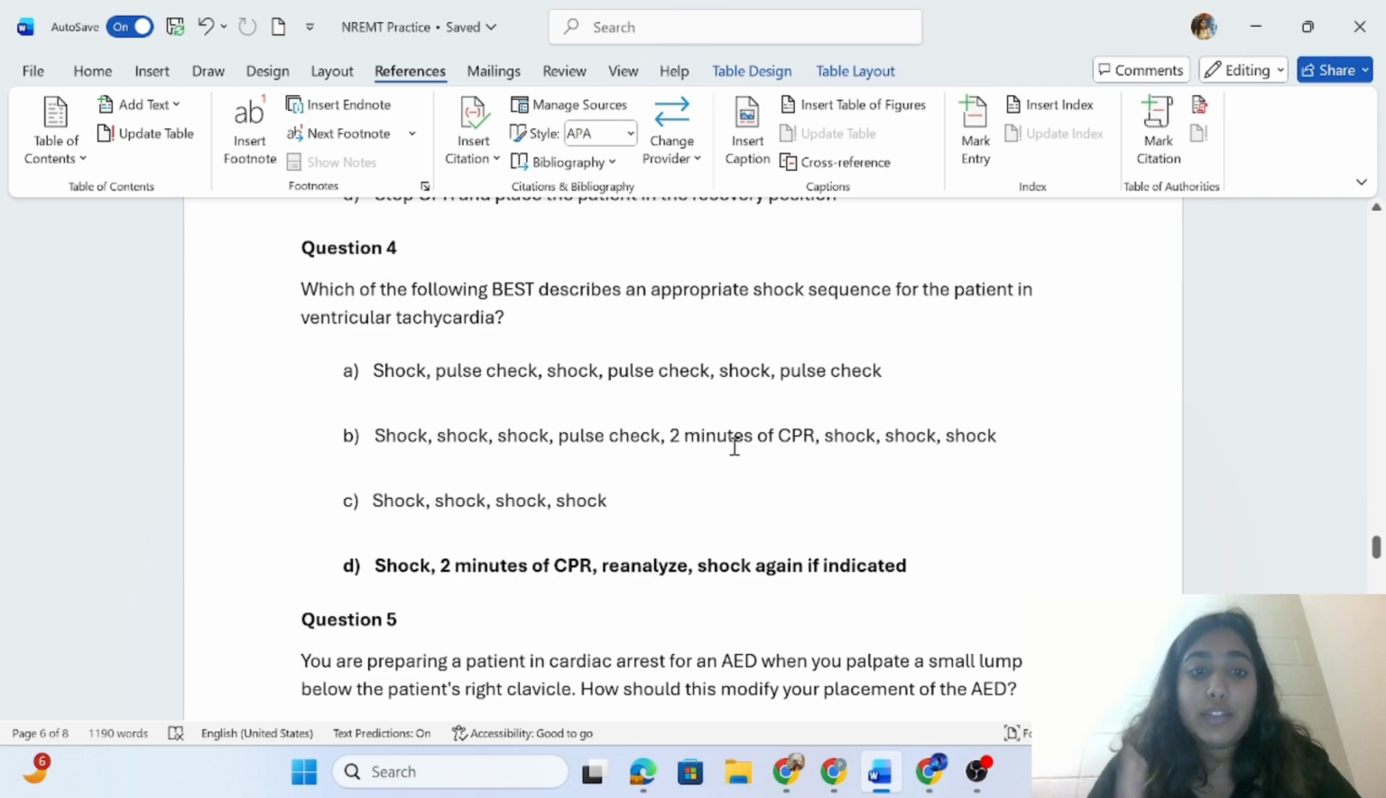So which of the following best describes an appropriate shock sequence when your heart is beating too fast and it's in ventricular tachycardia? So first you give shock, then pulse check, then shock, then pulse check, then shock, then pulse check. Or you do shock, shock, shock, then pulse check, then 2-minute CPR, shock, shock, shock. Or you do only shock, shock, shock, which is obviously not correct. Or shock, then 2-minute CPR, reanalyze, shock again.